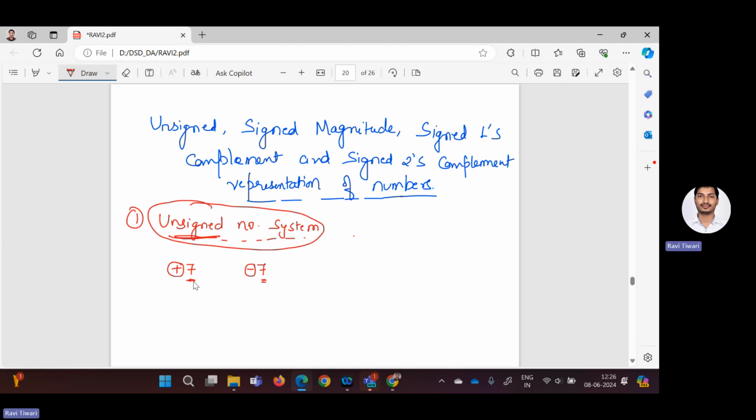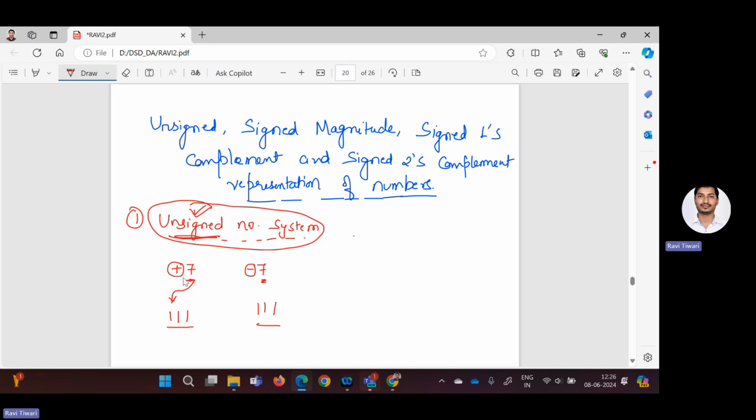And how can we represent 7 in a binary form? We can represent it as 111. Here also, as it is a negative number, we are checking only its magnitude, and its magnitude is 111. That means by using the unsigned number system, positive 7 and negative 7 have the same representation, because we don't have any dedicated bit to represent whether it's a positive or a negative number. So in the unsigned number system, we represent only its magnitude.